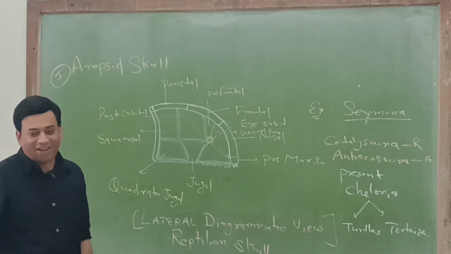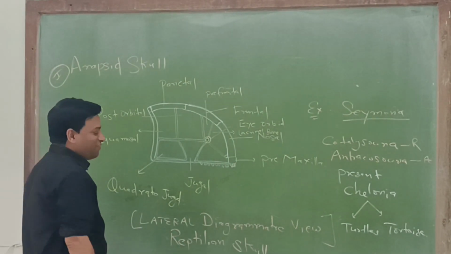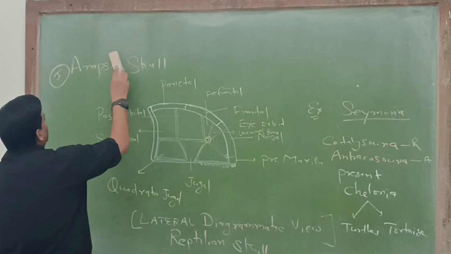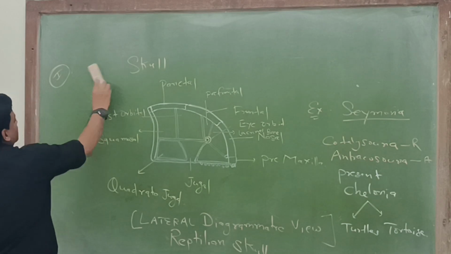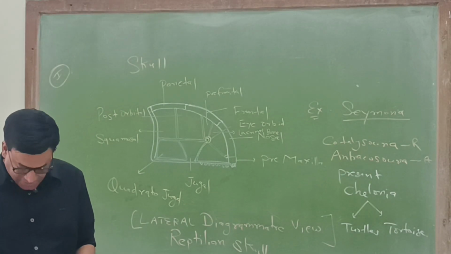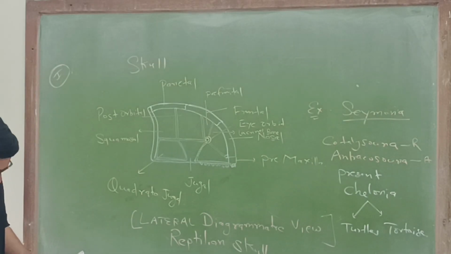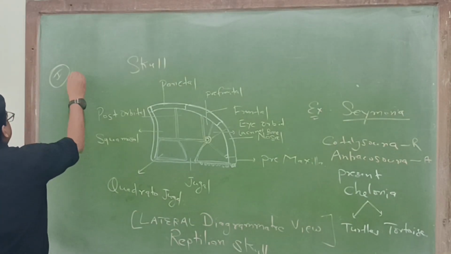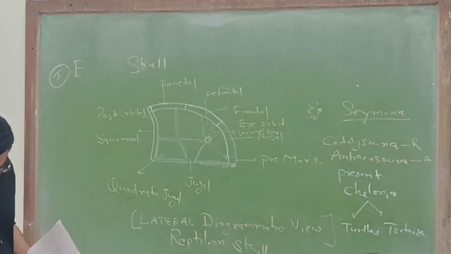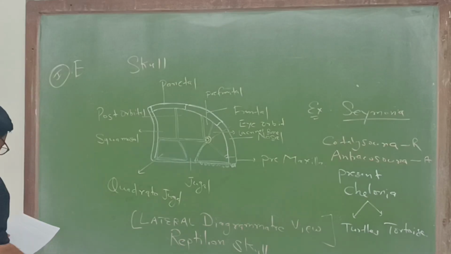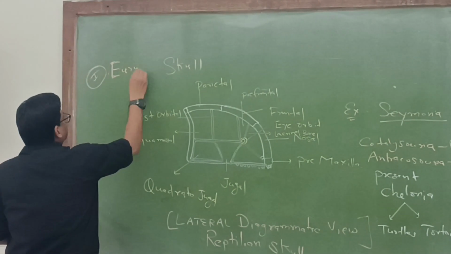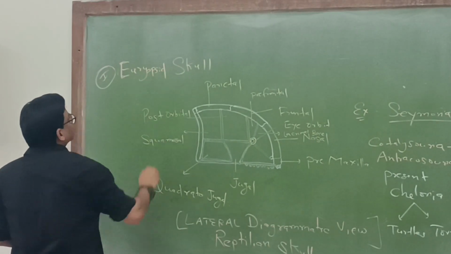Now it is going to be hard for you, but it is going to be an easy day for me, because I have to do nothing but change the category. The another category is the Euryapsid skull. What is the name? Euryapsid skull. So write down Euryapsid skull.